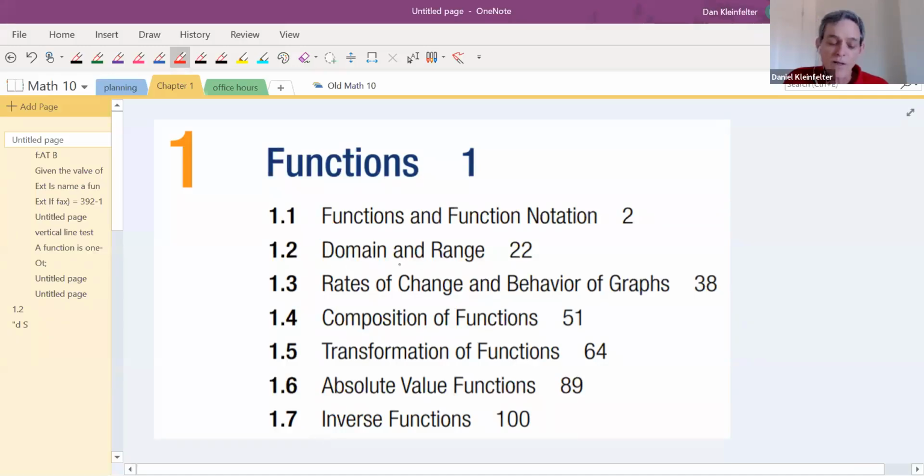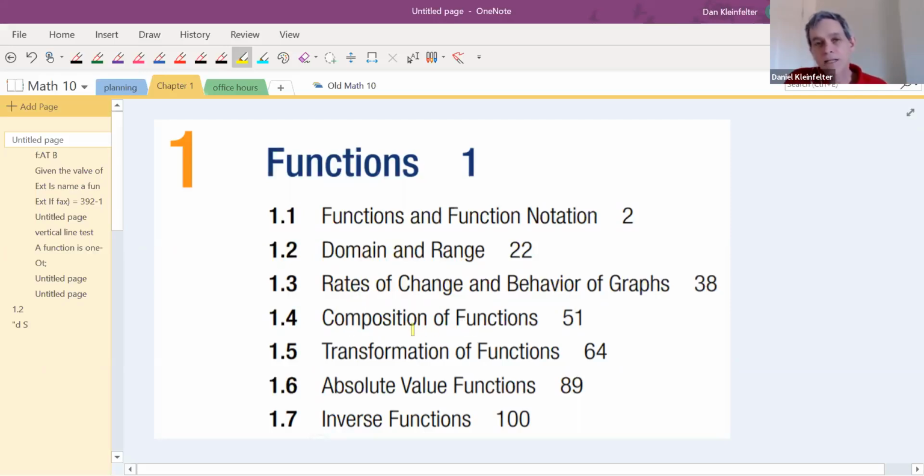One of the key features of functions are their domain and range. That's covered in section 1.2. Roughly, the domain is the input to a function and range is its output. So there's that. Section 1.3 is about rates of change, which has a lot to do with slope, but we'll talk about it when we get there, and behavior of graphs. So 1.3 has more to do with the graphs or the pictures of a function.